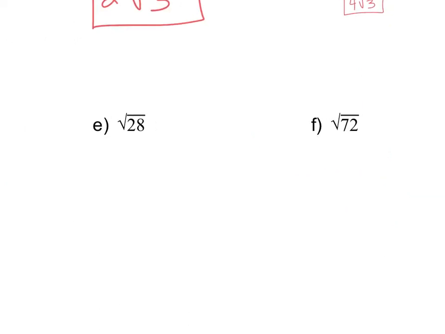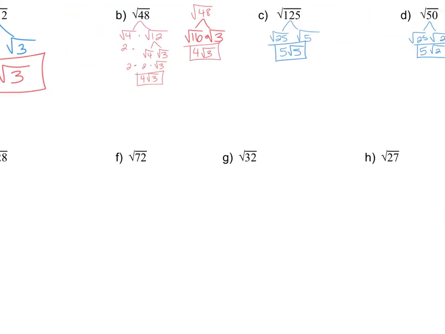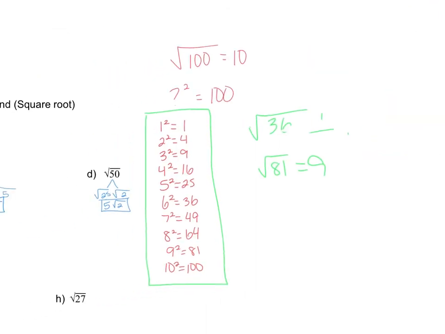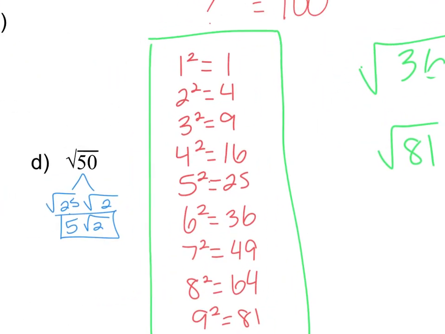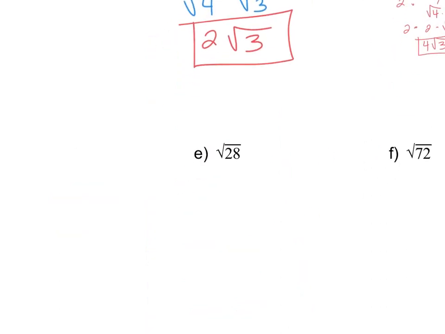Okay, 28. Half of 28 would be 14. So we're going to go over to our little cheat sheet. 14 would be about right here, so we're going to work our way up. Does 9 go into 28? No, not evenly. Okay, so we're going to go up one more. Does 4 go into 28? Yes, it does, and it goes in 7 times. So this is going to be the square root of 4 times the square root of 7. So that would give you 2 square roots of 7.